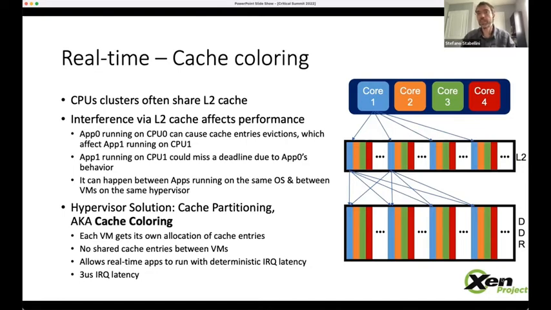So one page every 16, so page 0, page 16, and so on, is color 0. And then page 1, page 17, and so on, is color 1, and so on. So allocating memory pages by color lets you fully dedicate cache lines to each VM. And therefore you have no more cache interference effect, a much lower interrupt latency, and more importantly, like Bertrand was explaining earlier, more deterministic interrupt latency. On our board, it measures very close to 3 microseconds.